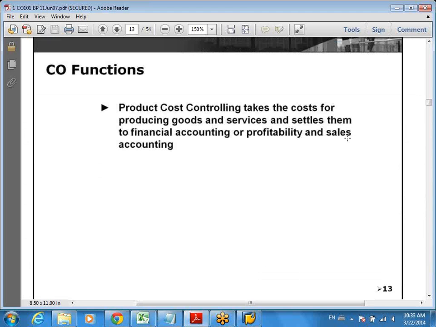And product costing takes costs of the goods and services and settles them to financial accounting or profitability and sales. So these are basically cost of the actual goods and services. Okay? That goes back to profitability.